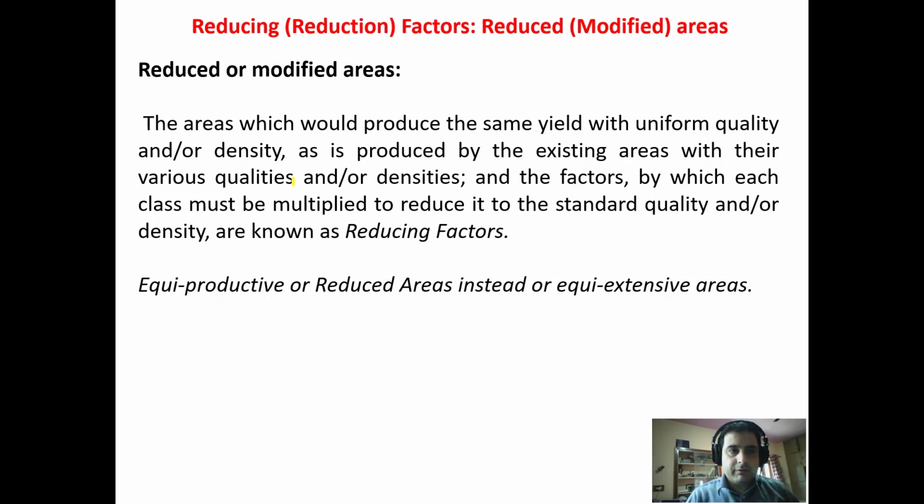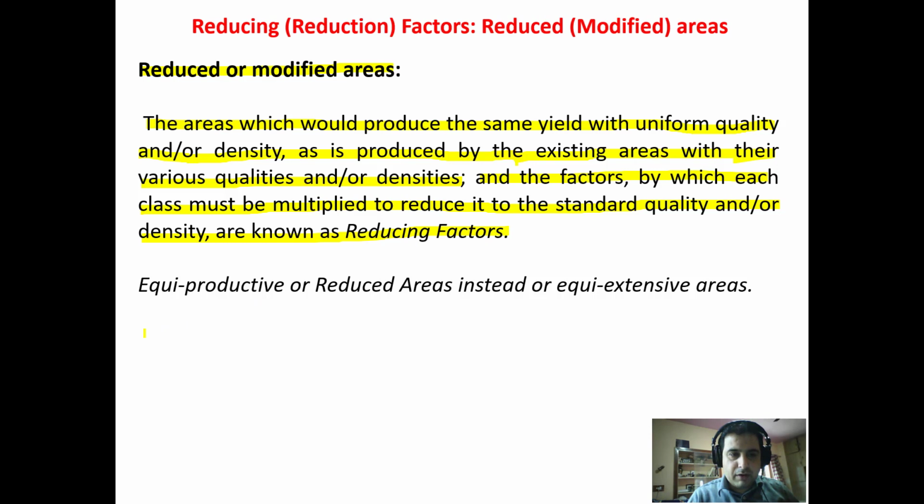Welcome back. Now we will be discussing something very important: reducing factors, or reduced or modified areas. First, let's see what the definition says. The areas which would produce the same yield with uniform quality or density as is produced by the existing areas with their various qualities or densities, and the factors by which each class must be multiplied to reduce it to the standard quality and/or density, are known as reducing factors.